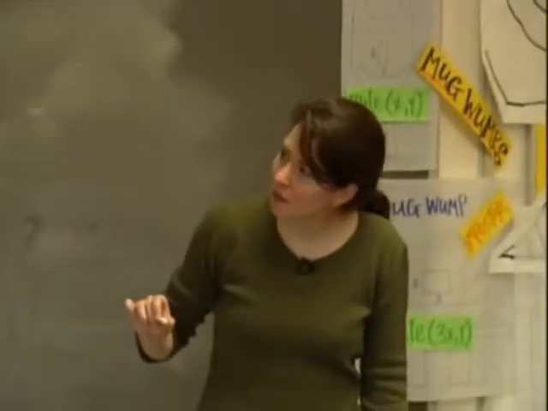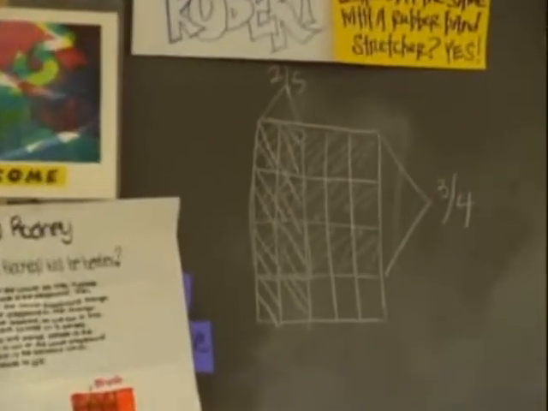Yep, Joey? Because the 3/4 are going horizontal, so you labeled it on the right side, and then the 2/5 are going vertical, so you labeled it on the top. Okay. So that makes sense?